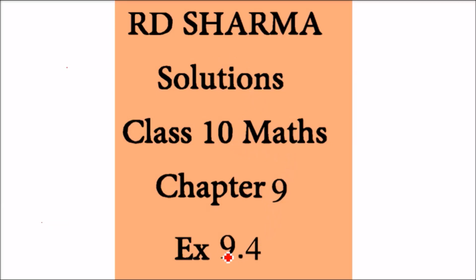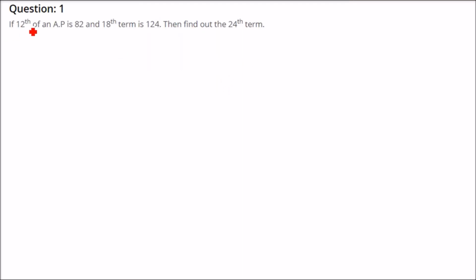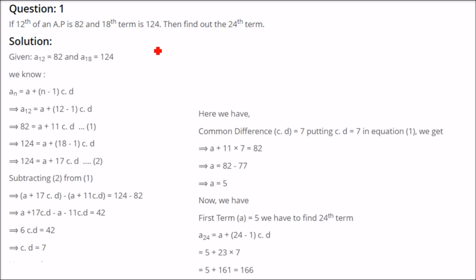We are taking R.D. Sharma Solutions, Class 10 Maths, Chapter 9, Exercise 9.4. Now, this is an arithmetic progression exercise, but in different editions of the book, it can be in a different chapter. If the 12th term of an AP is 82 and the 18th term is 124, find out the 24th term. I'll give you a hint on how to write the 12th term.